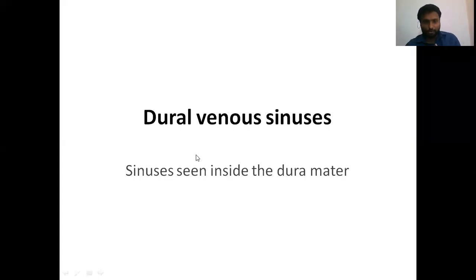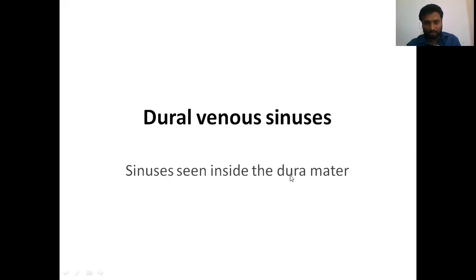Dear students, we are going to discuss the dural venous sinuses. I told you what is meant by dural venous sinus. Sinus means space. Dural venous sinuses are the spaces seen inside the dura mater for the accumulation of venous blood. That's why they are known as dural venous sinuses.